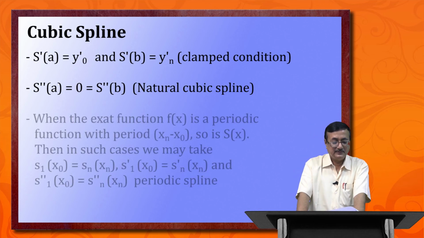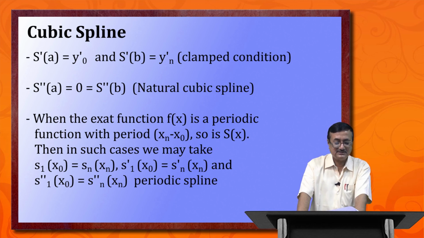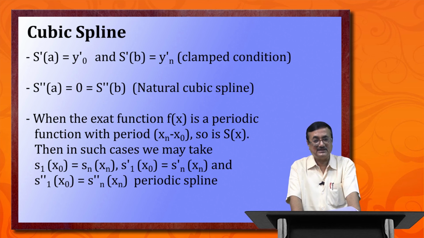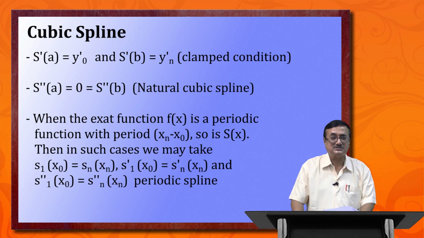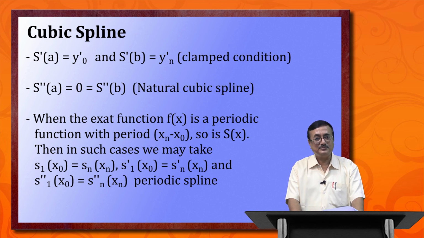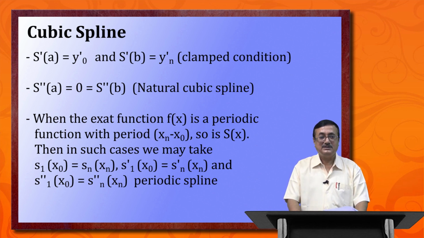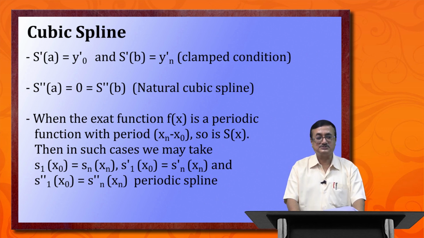There is another alternative when the exact function f(x) is known to be a periodic function with period xn minus x0, so is S(x). Then in such cases we may take S1(x0) is equal to Sn(xn), S1'(x0) is equal to Sn'(xn), and S1''(x0) is equal to Sn''(xn). So with the 4n-2 conditions and taking any one of the conditions marked as C, we will get altogether 4n conditions. With the help of these 4n conditions, we can determine the 4n number of unknown coefficients required for determining uniquely the cubic spline polynomial function S(x).